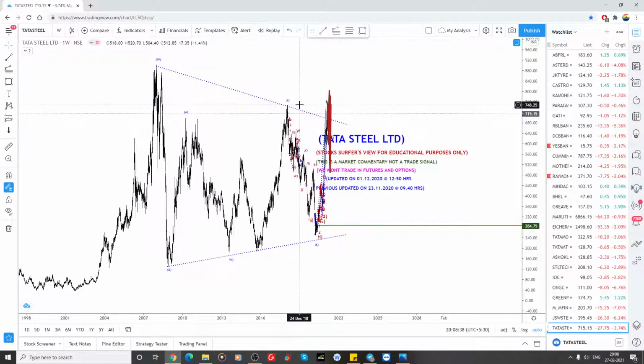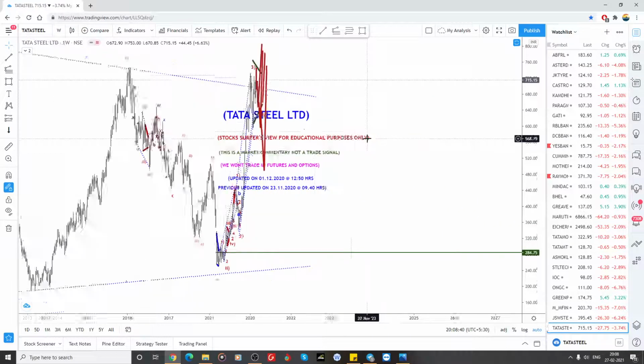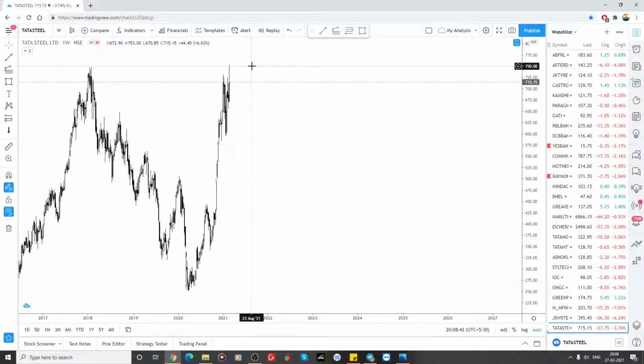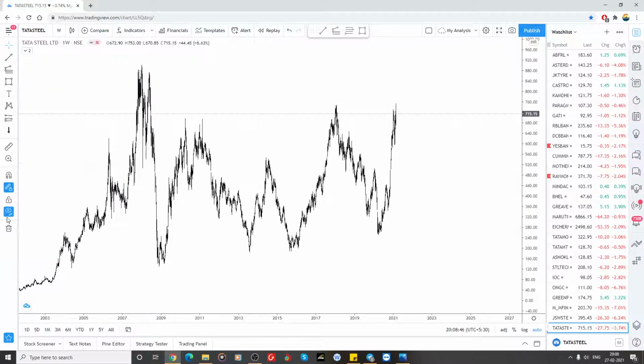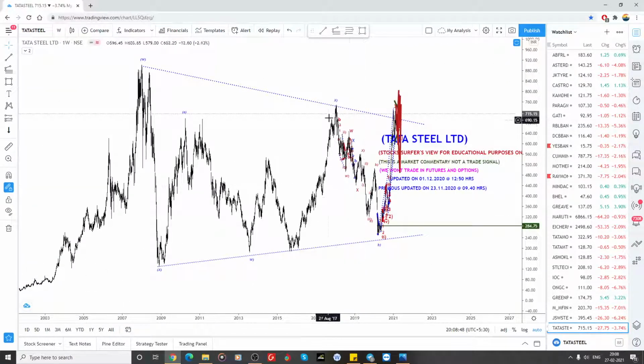Let's see. It is not yet broken that 748. I think so. Let's see. Yeah, it's already broken that. So there is no chance of making a triangle. So this is a W, X, A. So this is the B. So this is the intermediate wave of a W, X, Y. So this is the A. This is the B. So we are in that C wave.